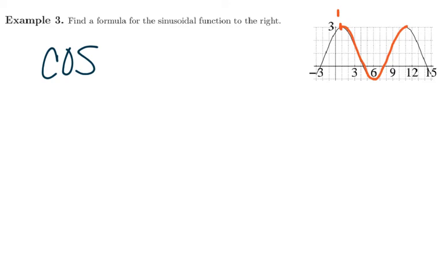Now, when I determined to use cosine, I also determined there that the shift h that I was using was a shift to the right by 1. So I'm going to call my h 1.